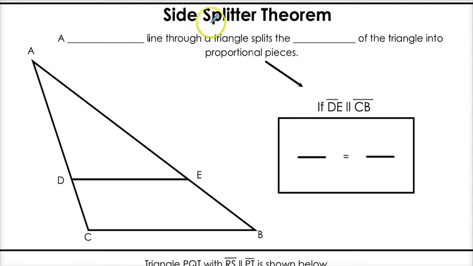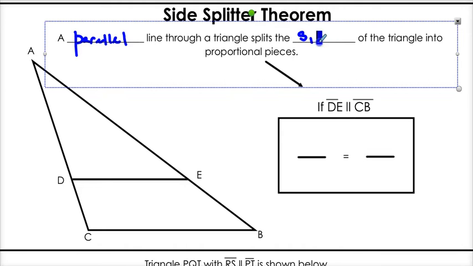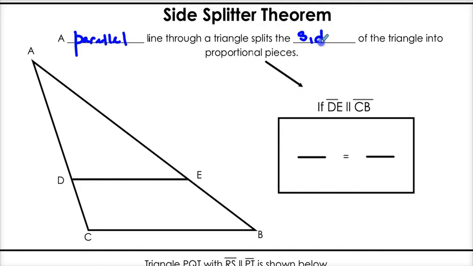A side splitter theorem: a parallel line through a triangle splits the sides of the triangle into proportional pieces. That is the side splitter theorem. So a parallel line through the triangle, in this case, that would be DE to CB. Those are our parallel lines. This line splits the sides of the triangle into proportional pieces. What does that even mean? Well, what it means is this. This line splits these two sides into proportional pieces.